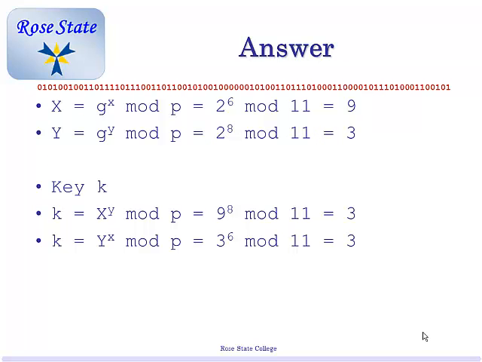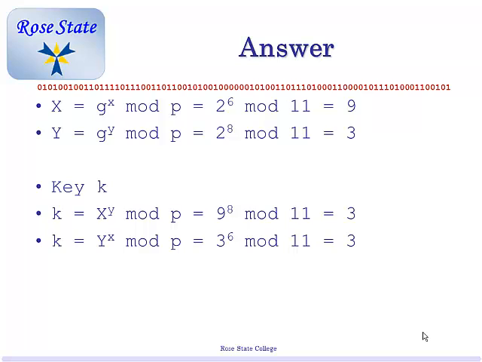So Alice picks an X of 6. 2 to the 6 mod 11 is 9. So Alice sends the big X to Bob. Okay? Bob has picked 8. So Bob takes the G and the P and calculates G to the small y mod p and gets 3. Bob sends the 3 to Alice. Okay? So far so good?